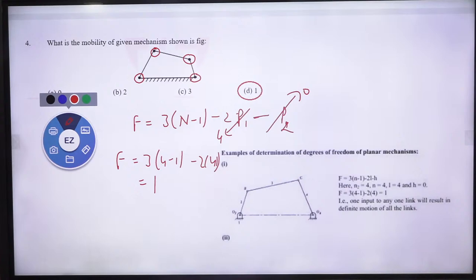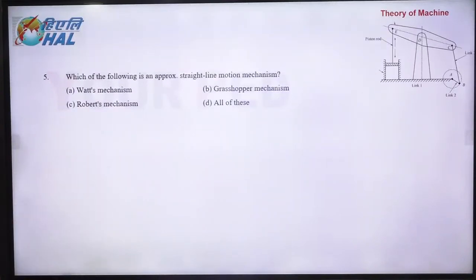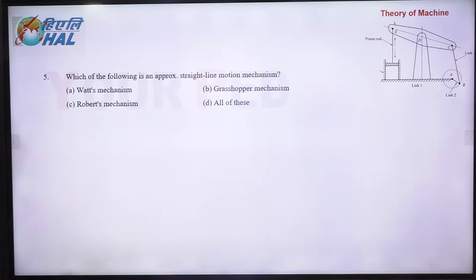So this is the 4-bar mechanism, and in a 4-bar mechanism the degree of freedom is equal to 1. Which of the following is an approximately straight line motion mechanism? Which mechanism is the straight line motion mechanism? Remember these, because questions come directly in the exam. So that means you need to remember some mechanisms.